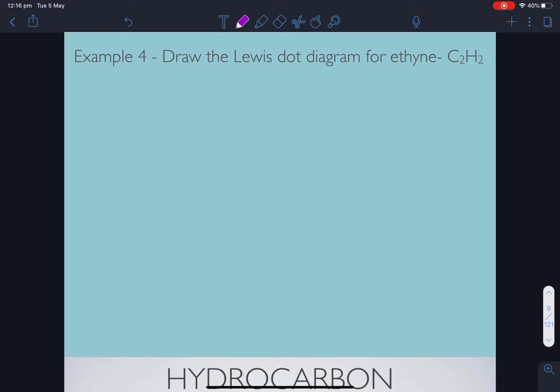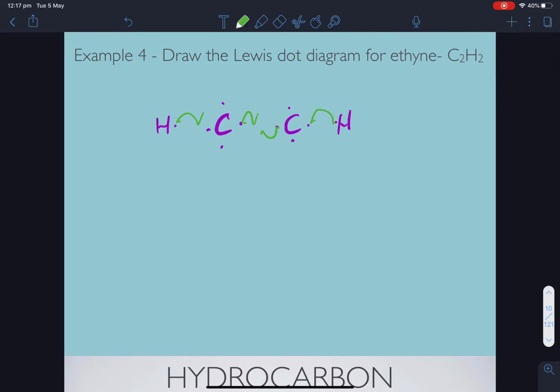Draw the Lewis dot diagram for ethyne. Oh, look at this one. Carbon, carbon. 1, 2, 3, 4. 1, 2, 3, 4. And there's 2 hydrogens. Notice I'm putting the hydrogens on the outside. Hydrogens only want to form 1 single bond. So therefore a hydrogen can't be in between the 2 carbons because it can't have 2 bonds. So the carbon and carbon must be forming at least a single bond between them. So let's form a single bond there, and let's form a single bond here, and let's see what we get.